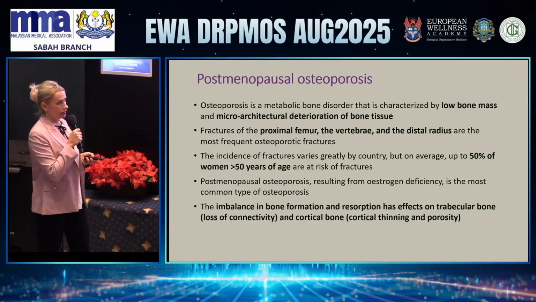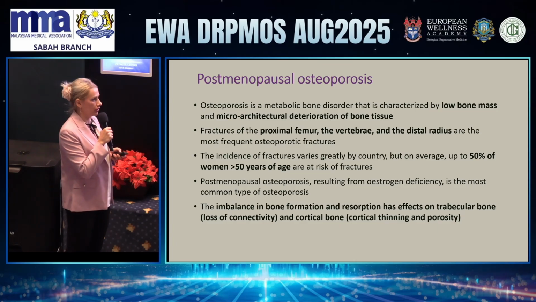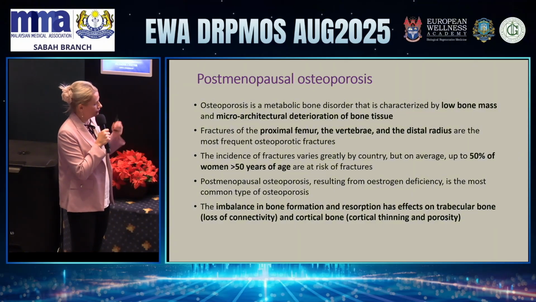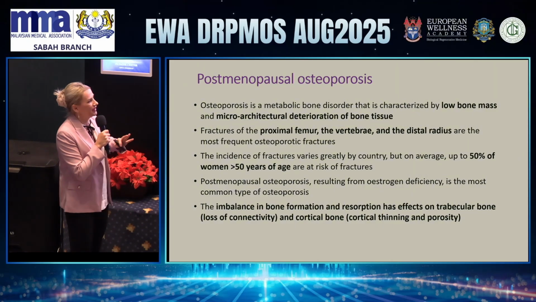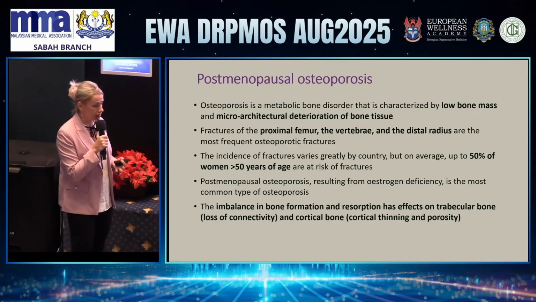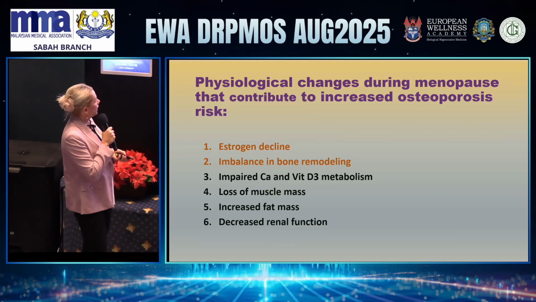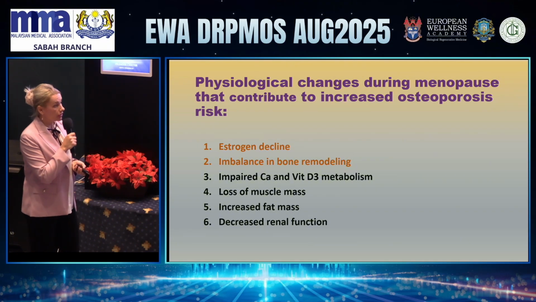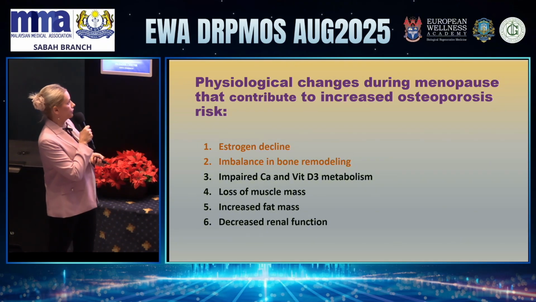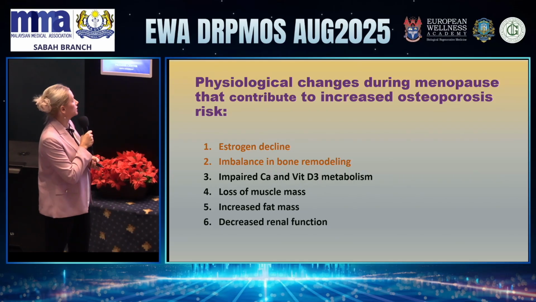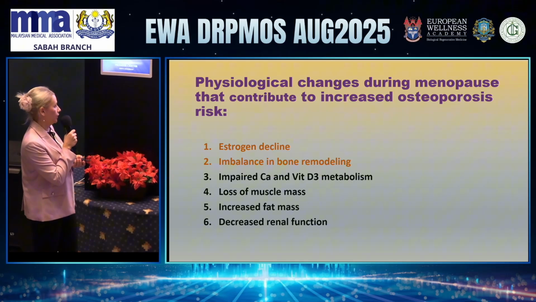The most common types of fractures that happen in postmenopausal women are fractures of the hip, of the spine, of the distal radius, and of the shoulder. Several processes contribute to the increase of osteoporosis in postmenopausal women.